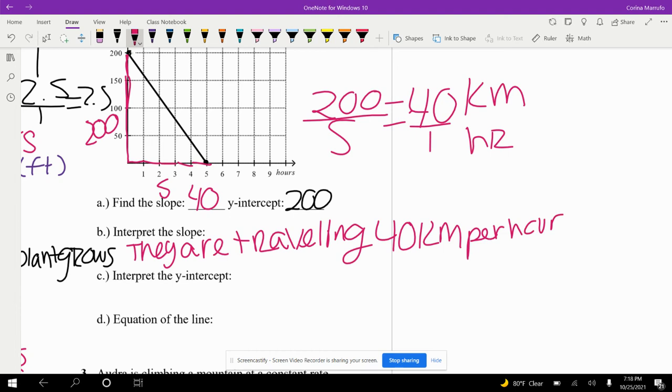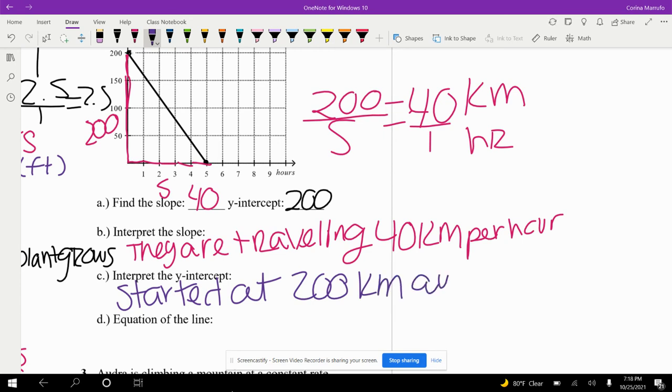Then it says interpret the y-intercept. So the y-intercept is where we begin. So this person started at 200 kilometers away from their destination.